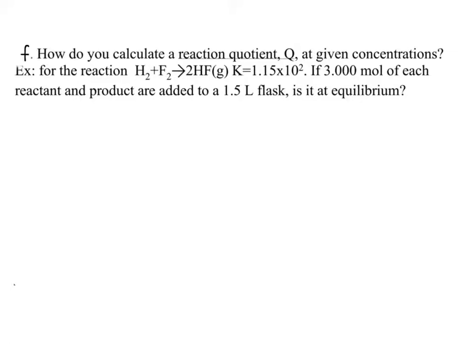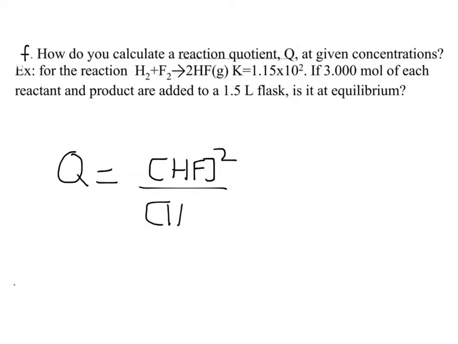So in this problem, it gives you K, and it gives you moles and volumes. We're going to have to actually calculate concentrations. We can't just plug in the 3 moles because that's not the same as concentration, and so when we square the products, for example, that's not going to be equal. So in this problem, we're going to calculate Q. It's going to be products raised to their coefficients over the reactants raised to their coefficients, which are just 1 and 1.